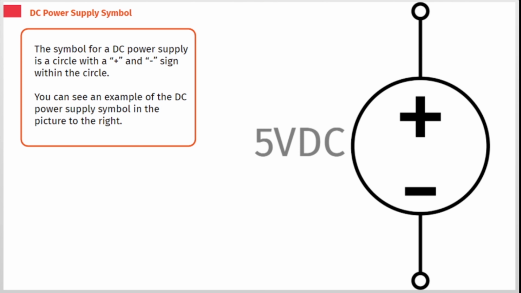The symbol for a DC power supply is a circle with a plus and minus sign within the circle. You can see an example of the DC power supply symbol in the picture to the right.